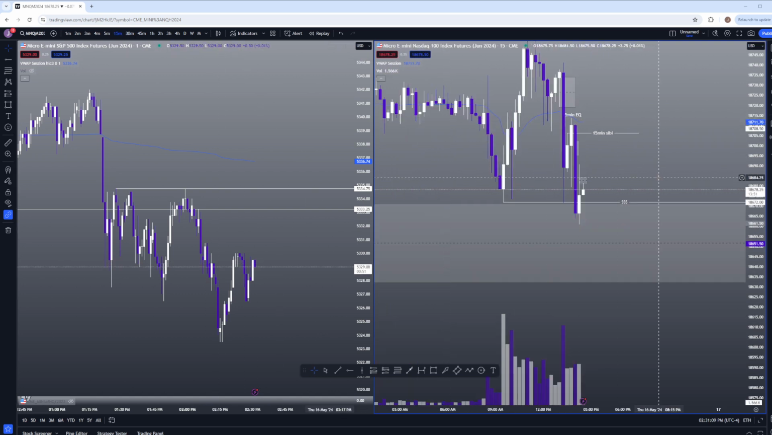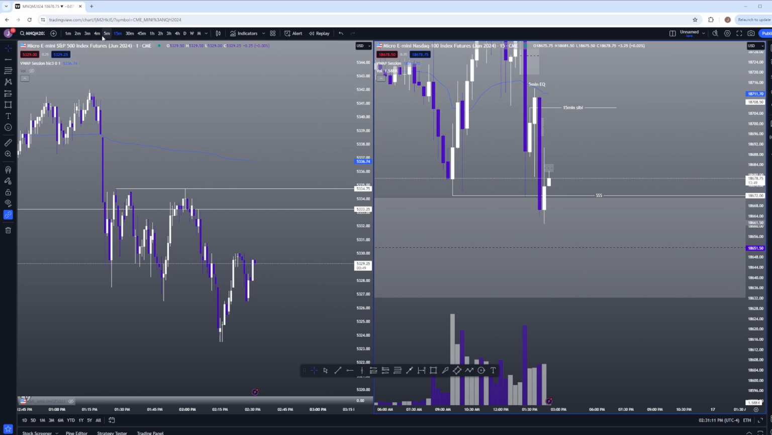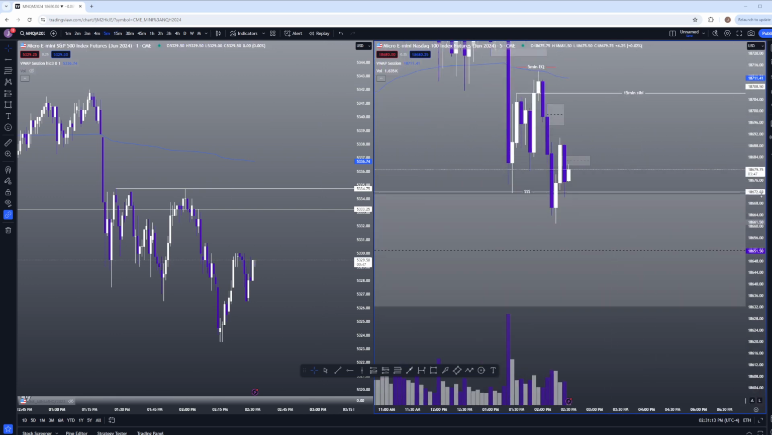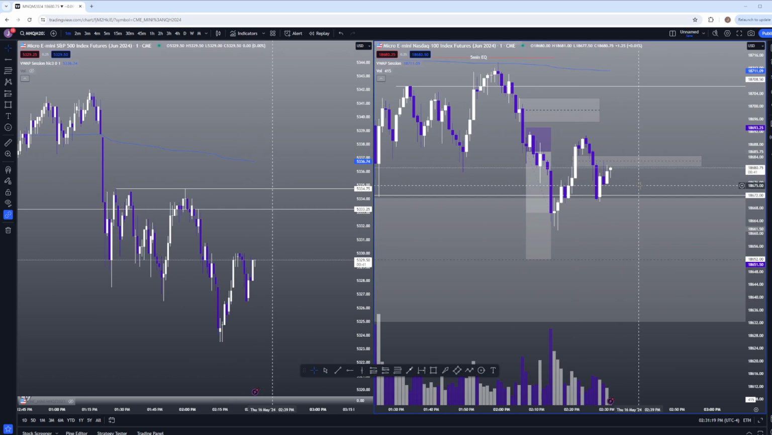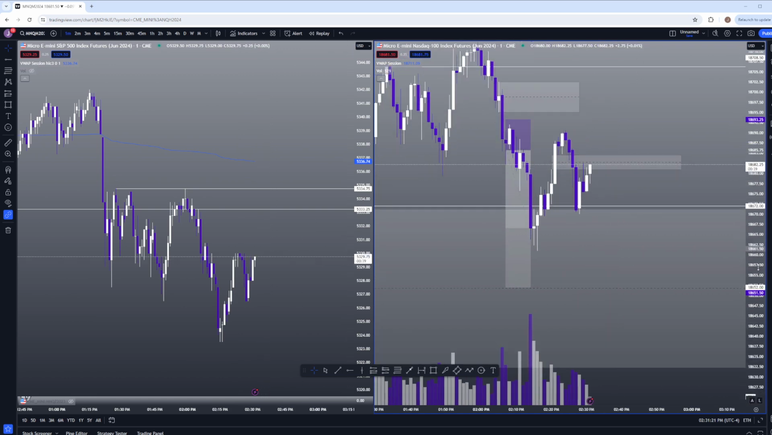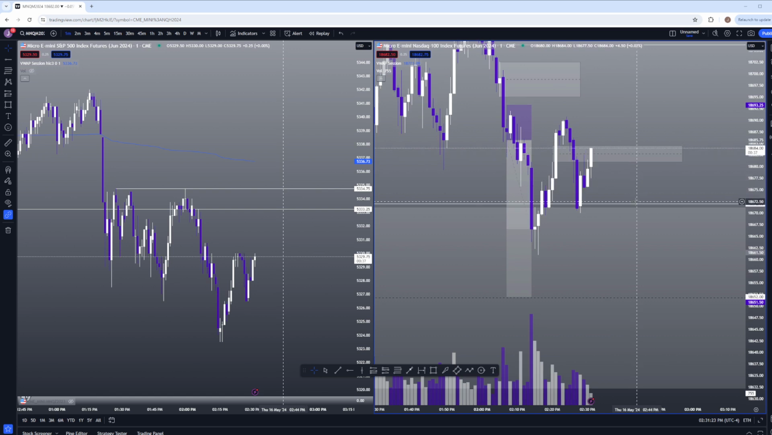I've looked into footprint before. I've never done a ton of research into it. I haven't implemented it into my strategy, but I know a lot of people use it and it helps out a lot of people.